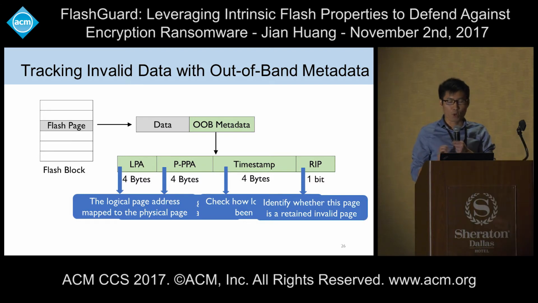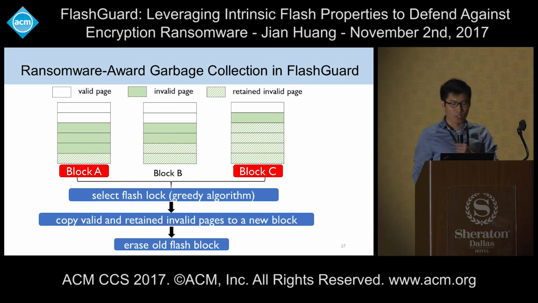And in FlashGuard, we use 4 bytes to store the logical page address that is mapped to this physical page. And we use another 4 bytes to store the previous physical page address that was mapped to the same logical page address. So in this case, it's easy for us to recover all the invalid pages that are mapped to the same logical page. And we use another 4 bytes to store the timestamp to track how long this page has been retained in the SSD. And we use another bit to indicate whether this page is a retained invalid page or not. And we also slightly modify the garbage collection to make sure the garbage collection in the SSD is not going to erase the retained invalid pages.